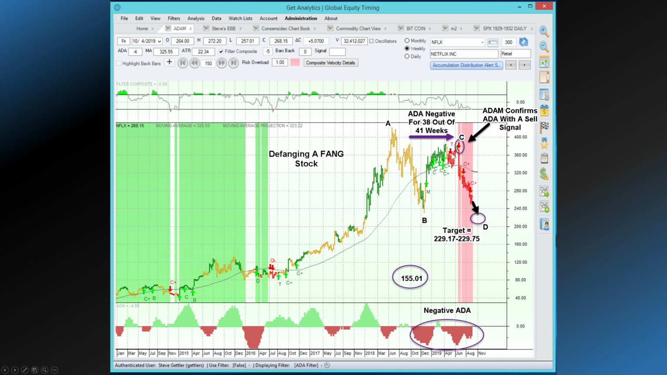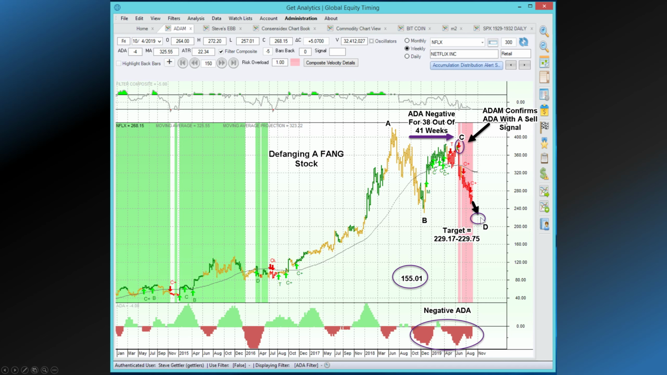And in fact, the ADA algorithm caught this particular move. It said that the stock was under distribution. It was timely to sell the stock, and our Atom buy-sell engine generated a sell signal, and it gave us a target down in this area, down in the 229 area of the stock. How did that target get computed?